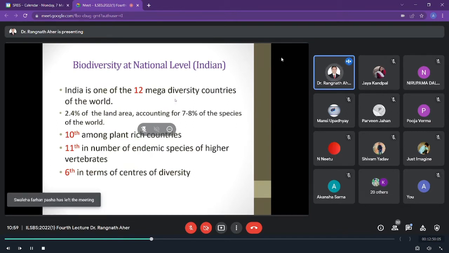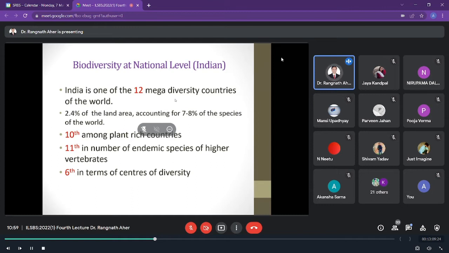See, biodiversity at national level, that is in India. India is one of the 12 mega diversity countries of the world. The total 12 countries of the world which have the great biodiversity, out of 12, India is one of them.